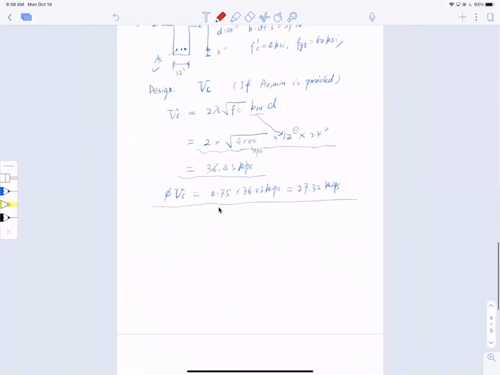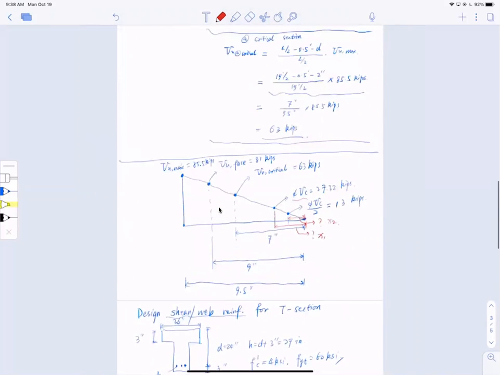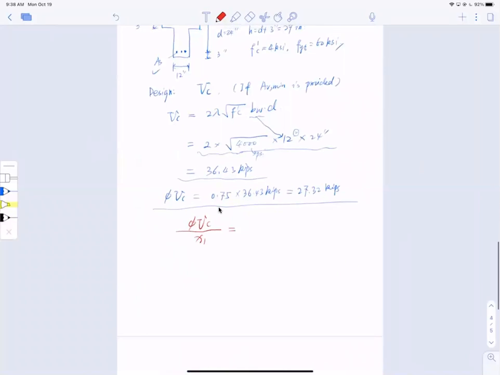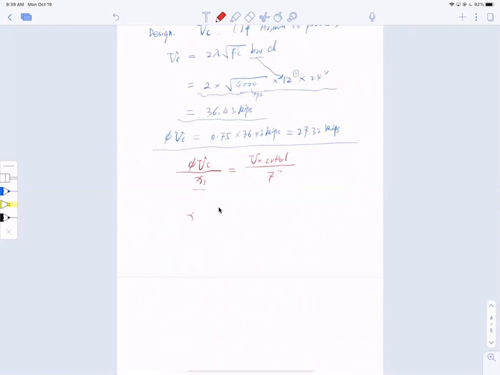Okay, so phi VC is red here, so you see where it corresponds to. Phi VC divided by distance x1 should equal the previous calculation, which is 63 kips, corresponding to 7 feet. So VU critical divided by 7 feet. The distance x1 here would equal phi VC times 7 feet divided by VU critical. That is 27.32 kips divided by 63 kips multiplied by 7 feet.